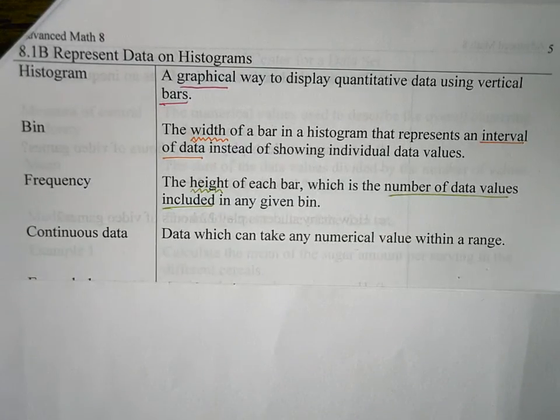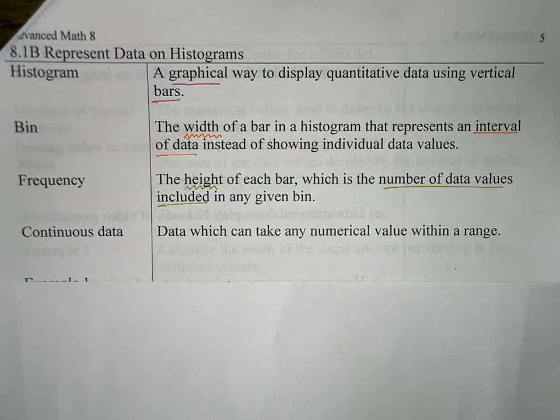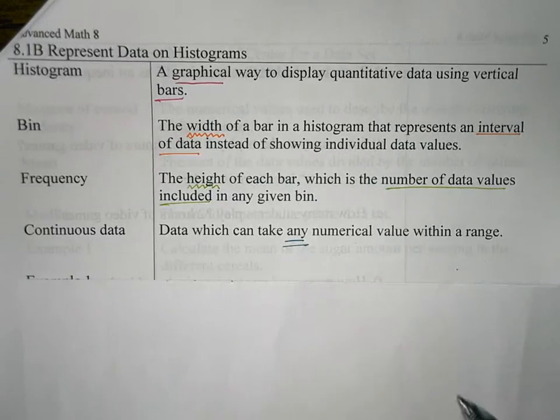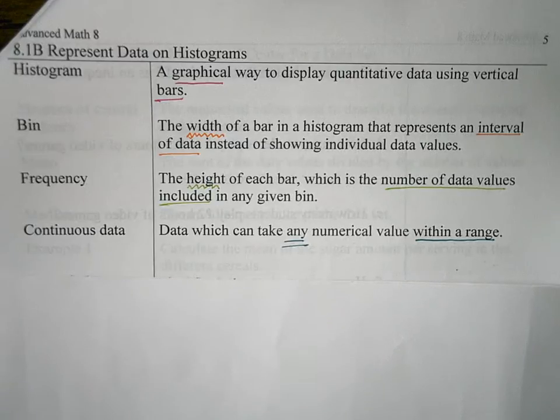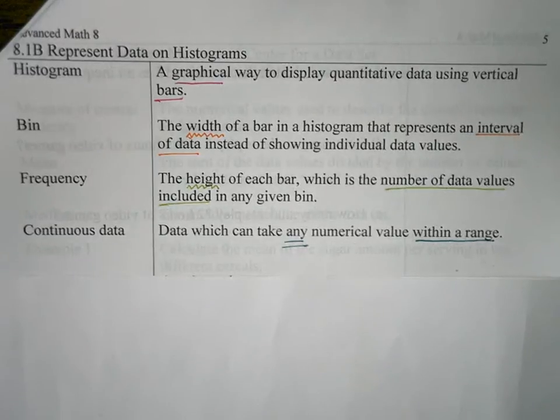Histograms represent continuous data, which is data that can take any numerical value within a range. So when you see this, you'll see bars, and within a certain range or interval of measure, and any of the values included in there could be within that interval of measure. So we call that continuous data.